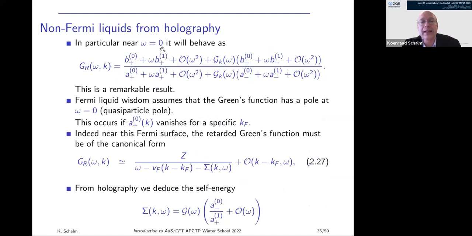So in particular, remember this really applies for low frequencies. So I can do a nice expansion around omega 0. You get that this is the following term.